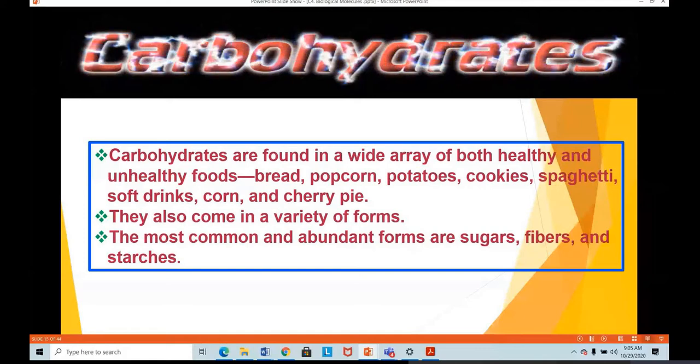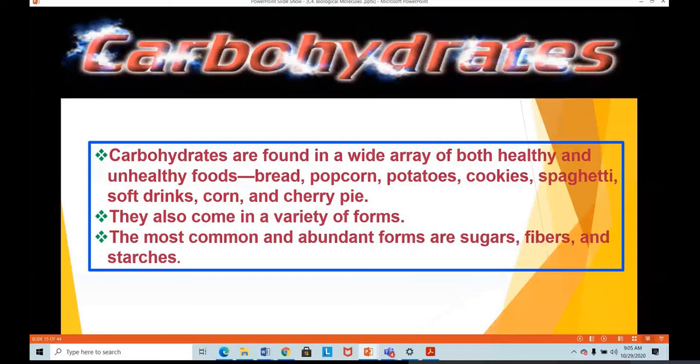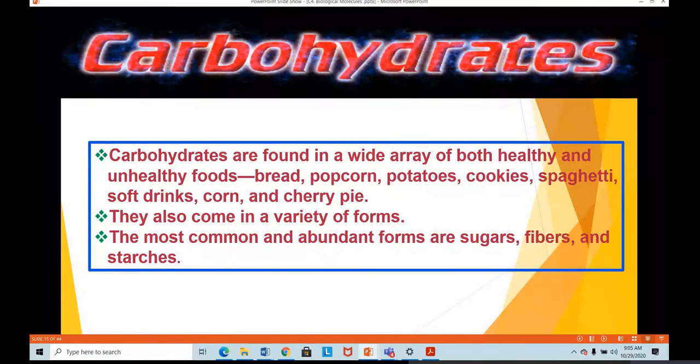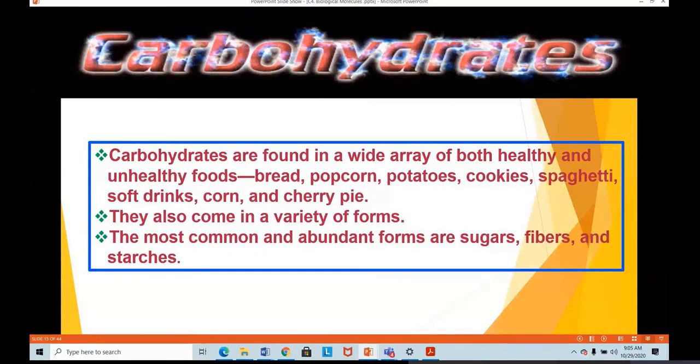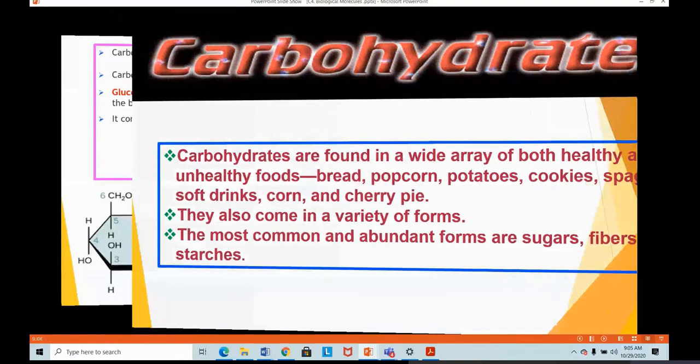Very good. Fiber, which is a source of carbohydrate, we get from the vegetables and the fruit skins, and all the wheat products which we eat, like the bread, the khubz, the spaghetti, the pasta, all these are made up of wheat, and all the baked foods which we eat, which are made up of refined flour. Okay, and all the cereals, rice, millets, maize, all the corn products, all these would be the sources of the carbohydrates. The most common and abundant sources are sugars, fibers, and starches.